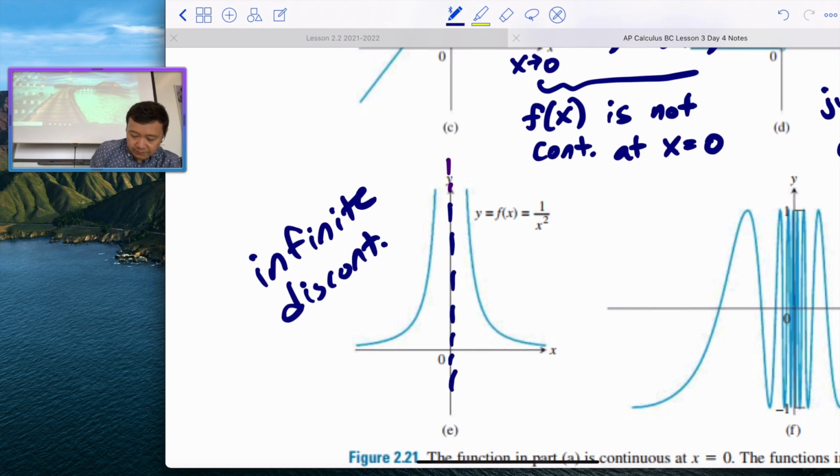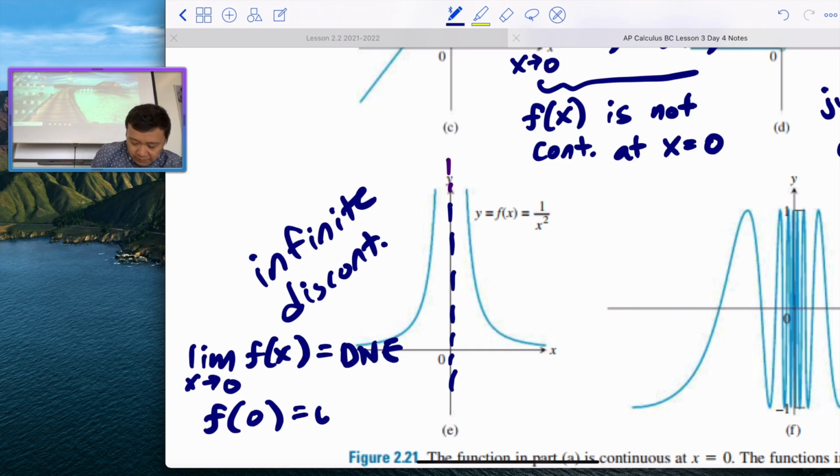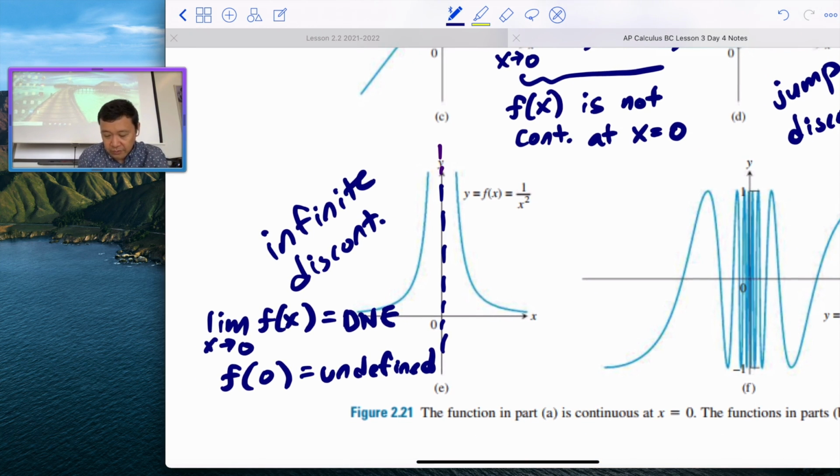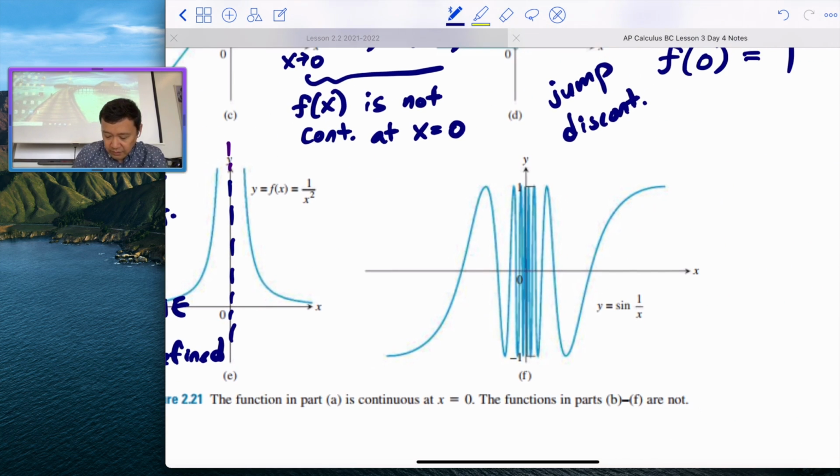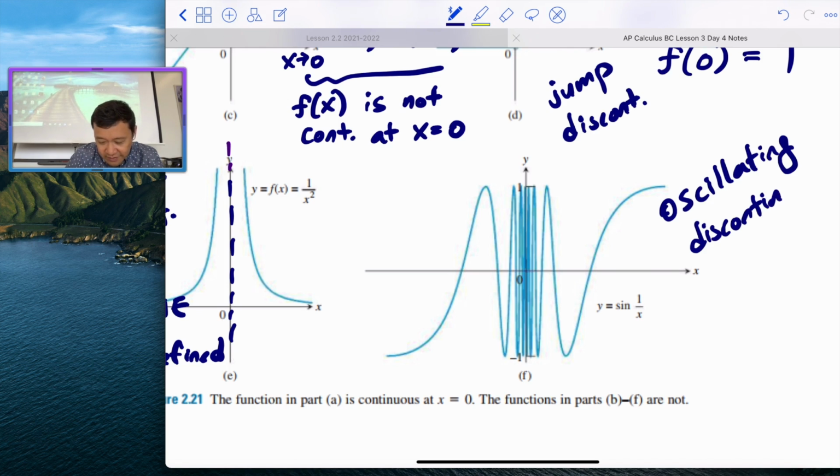So the limit does not exist at x equals 0, or as x approaches 0. And f of 0 is also undefined. You don't have a single defined value for f when x equals 0. And similarly, we have a rare case. The last one is an example of an oscillating discontinuity. You will not see this too often, but this is a favorite example of many textbooks. They like to illustrate this using sine of 1 over x.